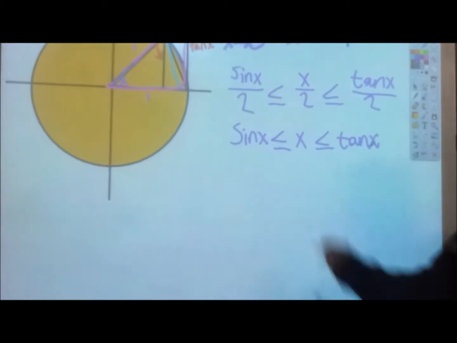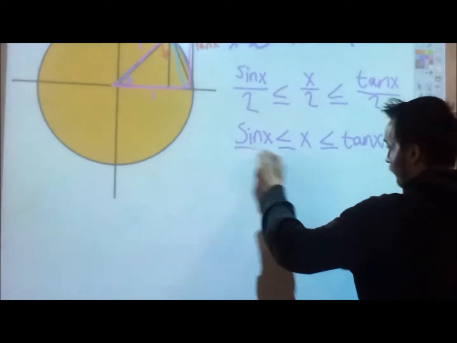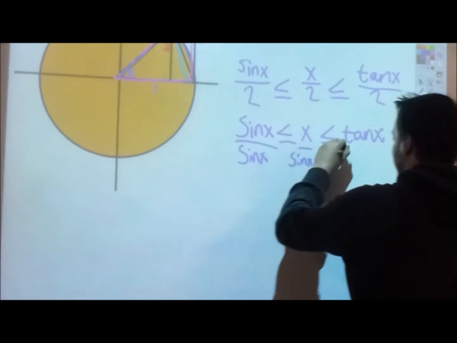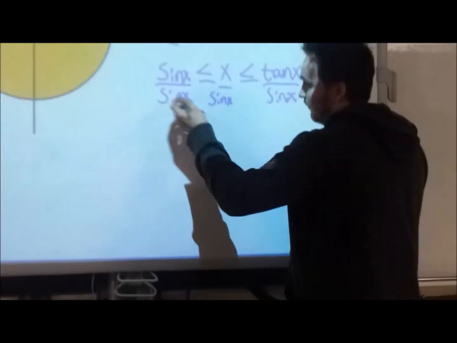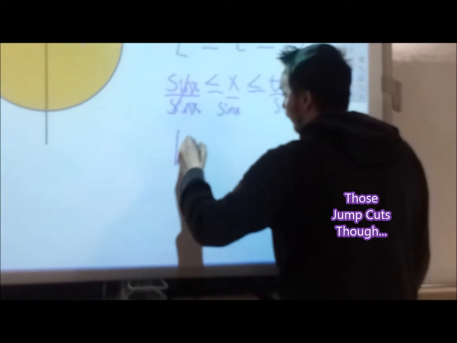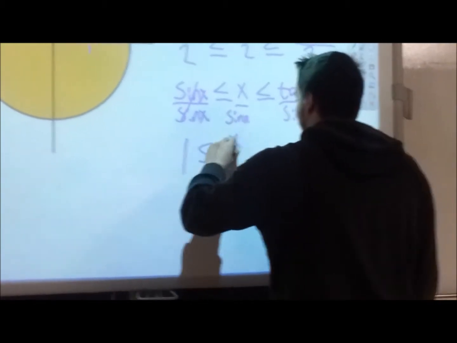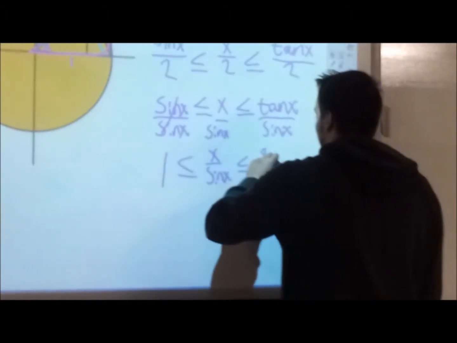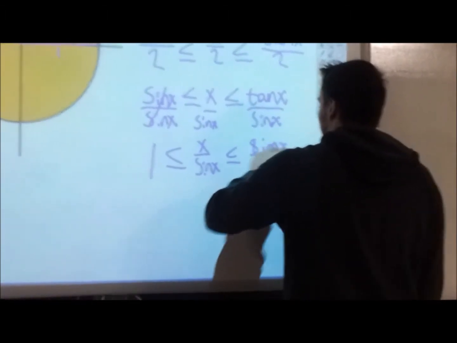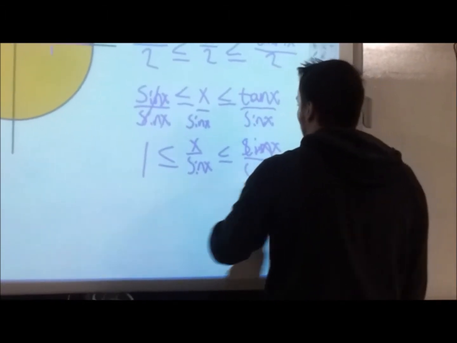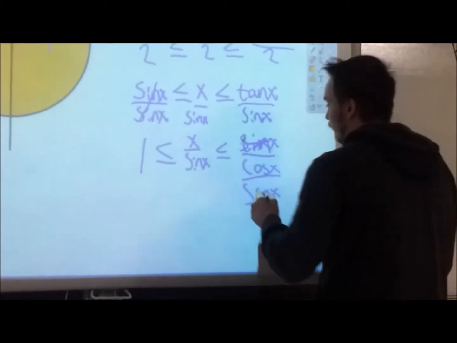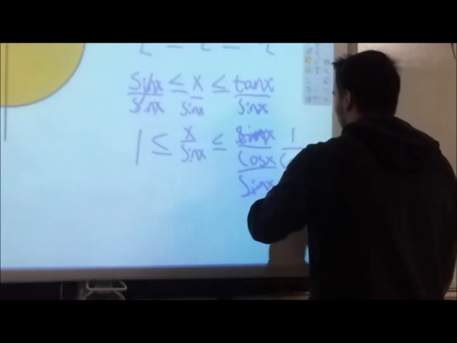Now that we have this, we want to have 1 on this side, so what we're going to do is divide this by sine of x, divide this by sine of x, and divide this by sine of x. Since this is sine x over x, we can just get rid of that. 1 is less than or equal to x over sine of x, less than or equal to tangent, which is also just sine of x over cosine of x, over sine of x. And those will just be 1 over 1. So really what we have here is 1 over cosine of x.